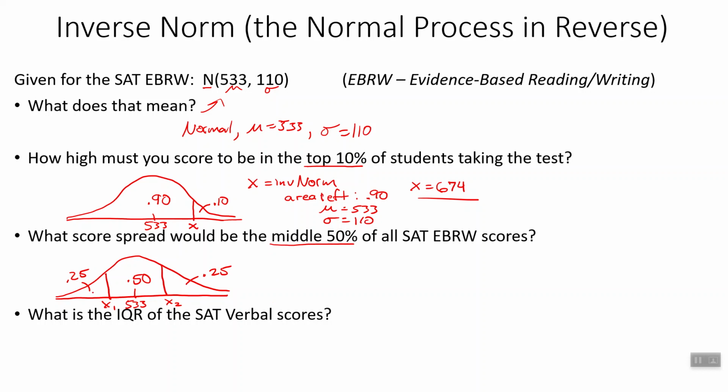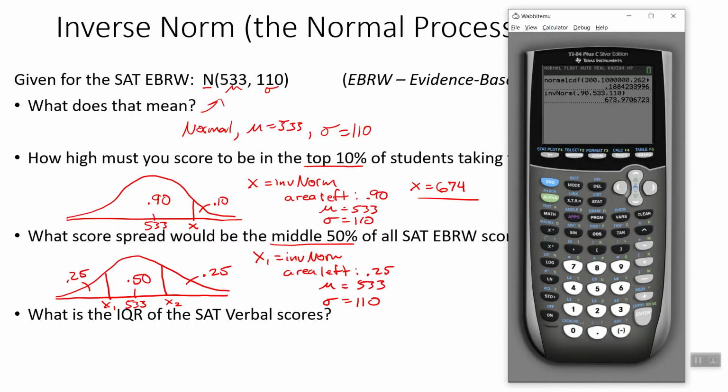All right, so we're just going to do them one at a time. So first we're going to find x1. So to find x1, we're going to do the inverse norm. We've got our area left is the 0.25. Our mean is still the 533. Our standard deviation is still the 110. So we pull up our calculator. And we're just going to type that in. Second vars. We could just press second enter and just write over it, but we're going to practice going to the right spot. So 0.25, 533, 110, they're both still there. And there's one answer.